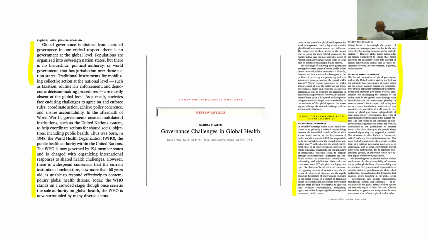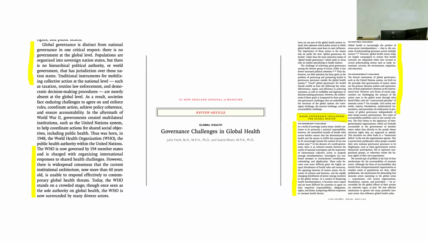Same year, same journal, our future chancellor, Dr. Julio Frank, published this article with Suri Moon. Julio was the dean of the School of Public Health at Harvard back then. He had a more, I would say, realistic or sobering spin on how global health was shaping up in those first few years since it had become an entity. It's a little bit more to read here. But he titled their essay, Governance Challenges in Global Health.